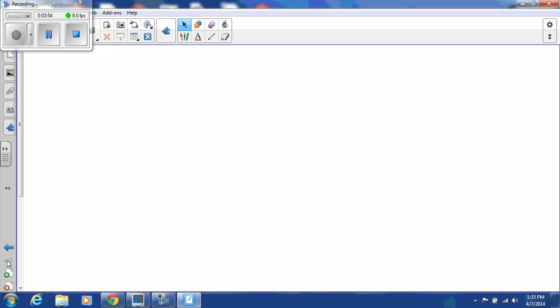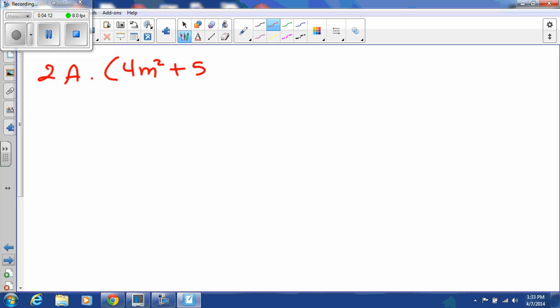In our next set of examples, we'll be looking at polynomials that are a binomial plus a binomial, or a binomial plus a trinomial. Now you can continue looking for and identifying like terms.